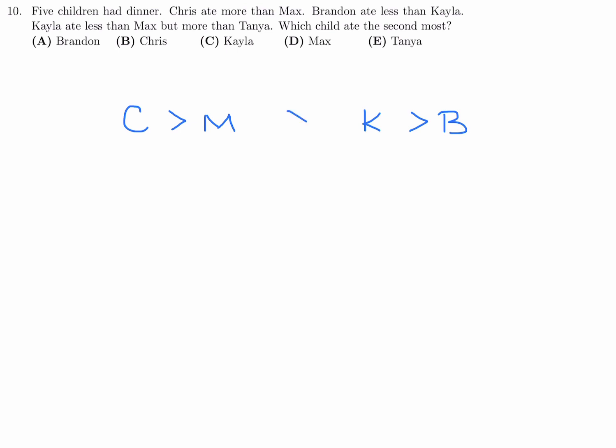Kayla ate less than Max, but Kayla ate more than Tanya. So this is the full inequality put together. Which child ate the second most? Well, the most is Chris, second most is Max. And then Kayla is the third most, and then B and T, we're not sure the order, but they're obviously the last two. So number 10, the answer is Max, which is choice D.